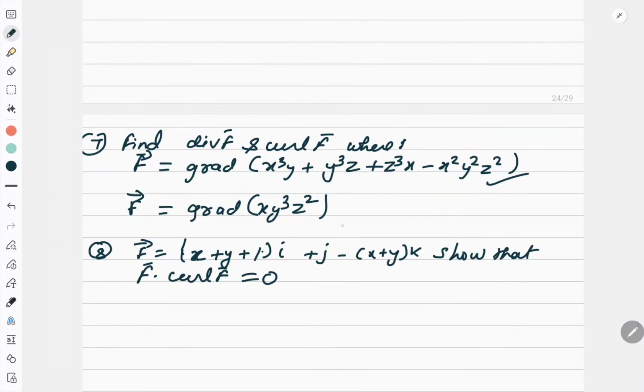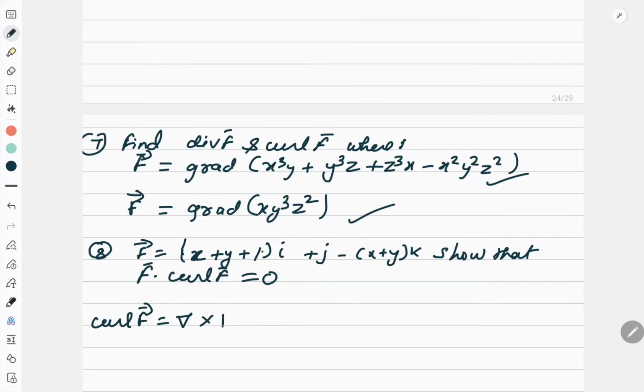F is given in the form like this, and you have to figure out the divergence of F and curl of F. Now let's move to the next question. Now F is given like this. Show that F dot curl F is 0. Okay, fair enough. Let me find out curl F first.